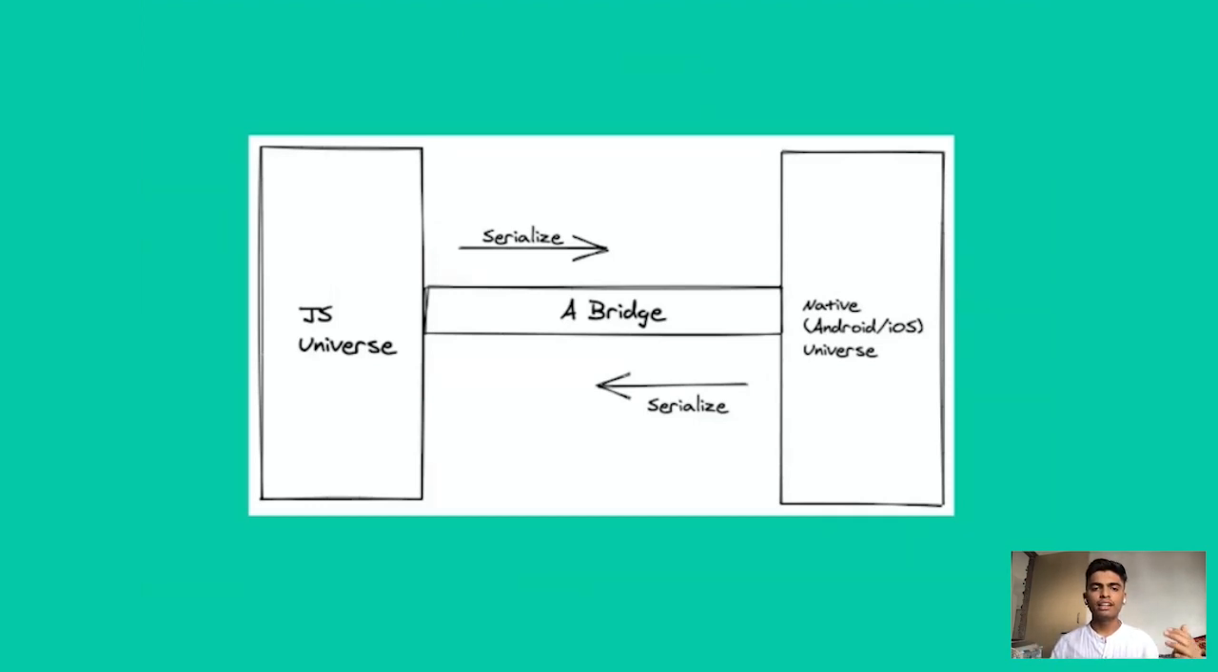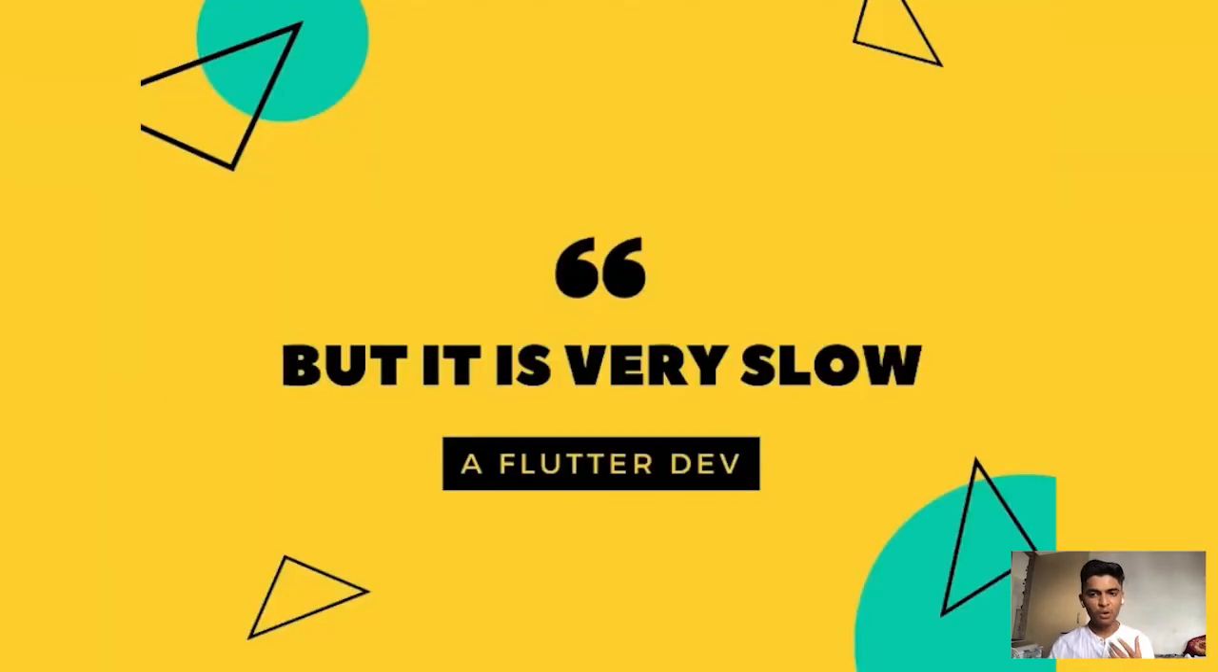And let's suppose the user is writing their name, the state is getting updated, right? So you are sending that information again to the native world. Can you imagine how fast it is going? How fast it is happening? Yes, it is really fast, but it is really slow.